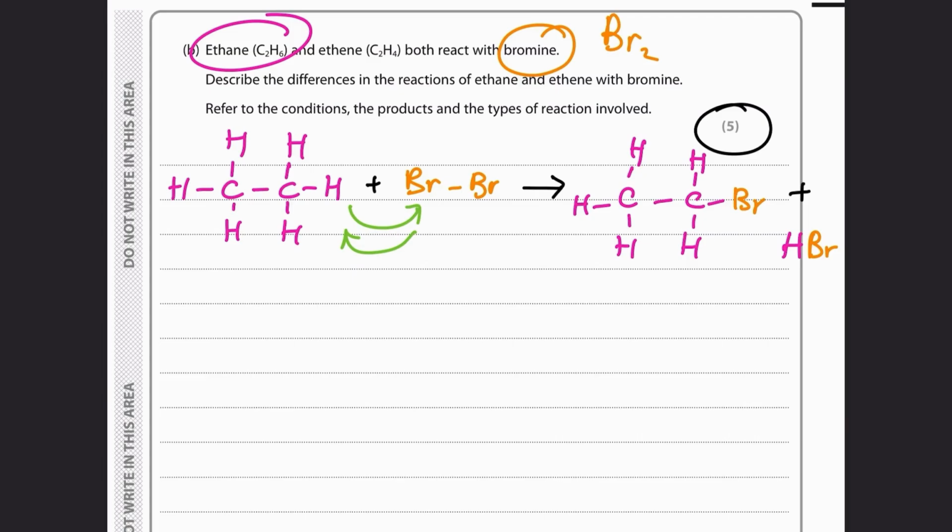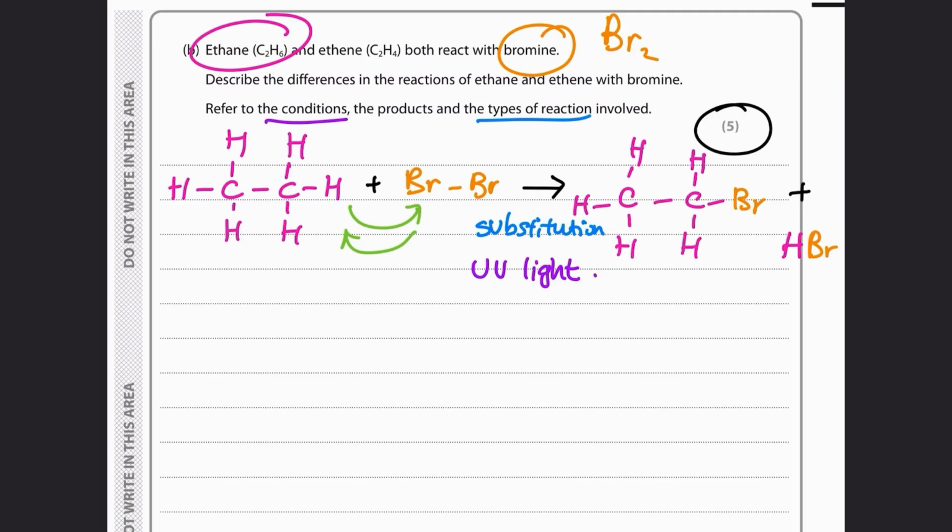What type of reaction is this? So I've talked about the products, done. What type is this? This is called a substitution reaction. You have to know that. This is substitution. And what condition is required for this? Condition is I need UV light. That's just the way it is. Okay? Now, the other one is ethene.